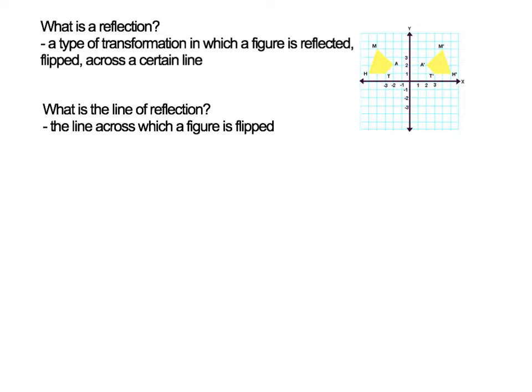All right, so what's a reflection? Well, it's just a type of transformation, which we have talked about, in which a figure is reflected or flipped across a certain line. That line is called the line of reflection. What is that? Well, it's just the line across which a figure is flipped.